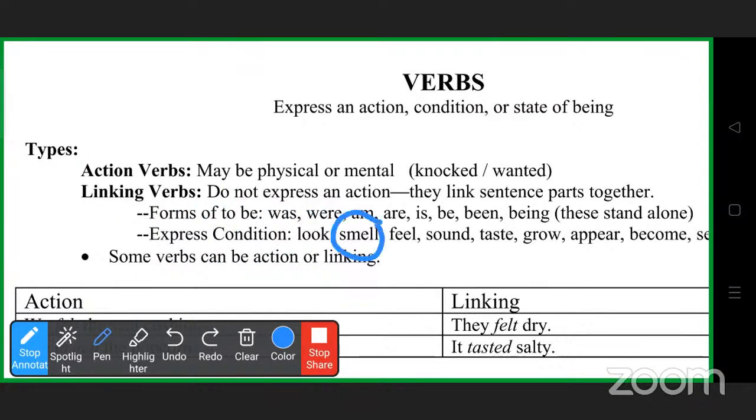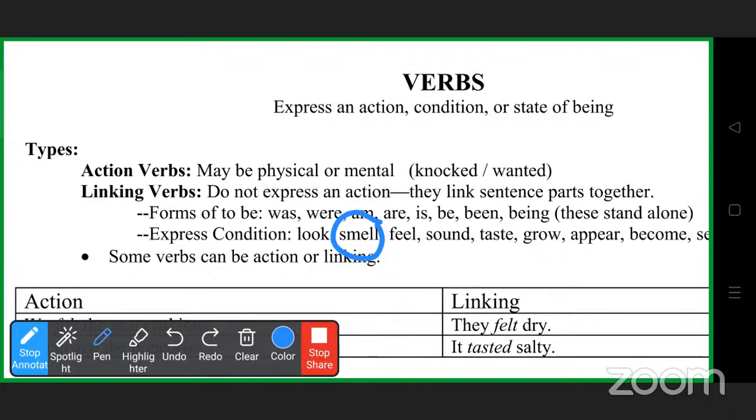Smell. When you smell, you don't do anything. You don't lift up your nose or something. Smell is like a natural phenomenon. Something which is a natural phenomenon will express only the condition. It smells bad, that means there is no action on the part of something. For example, the soup smells bad. Soup doesn't do any action, so it's very easy to understand.